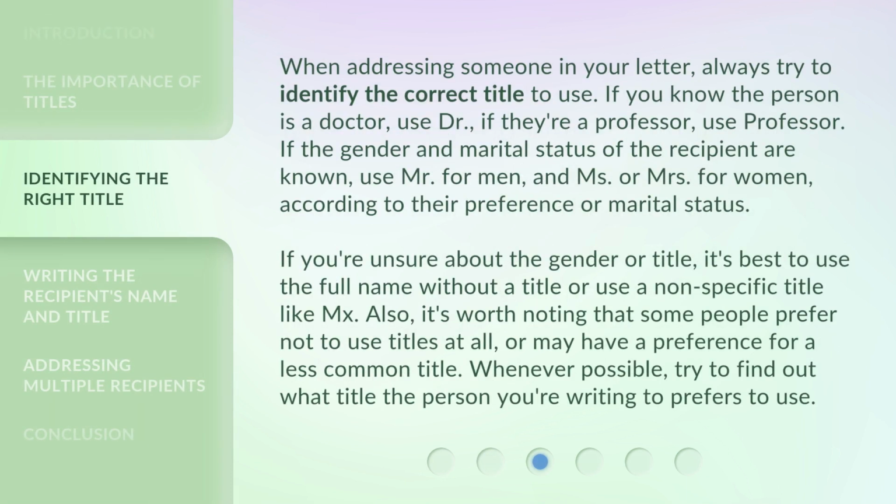When addressing someone in your letter, always try to identify the correct title to use. If you know the person is a doctor, use Doctor. If they're a professor, use Professor. If the gender and marital status of the recipient are known, use Mr. for men, and Ms. or Mrs. for women, according to their preference or marital status.